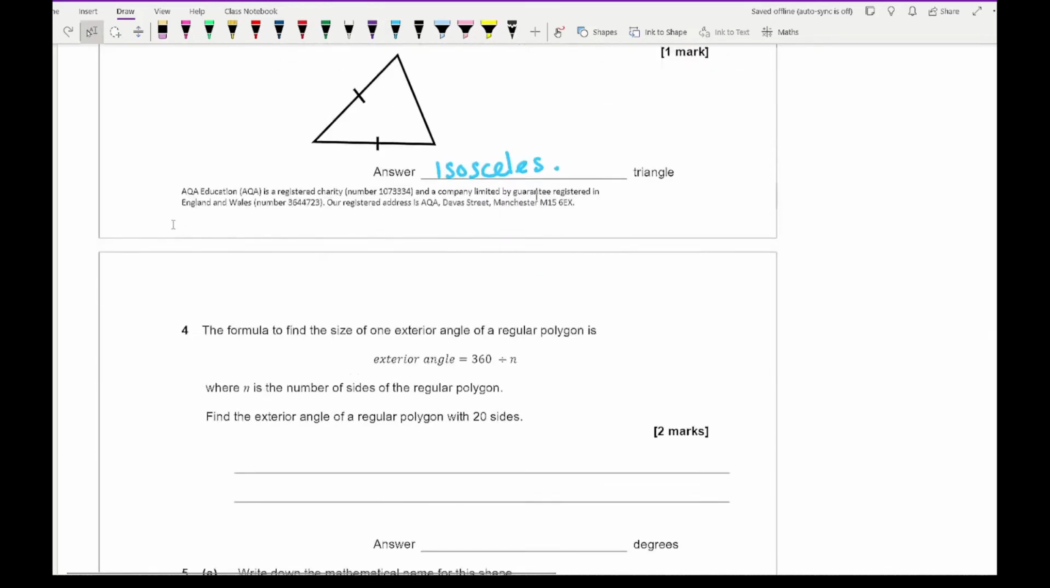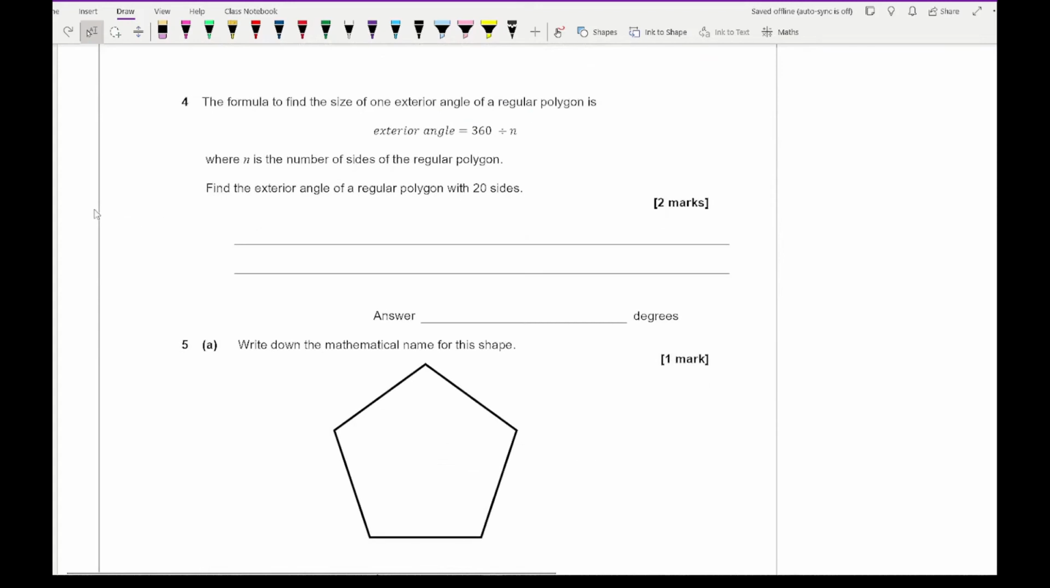And for question 4, it says that the formula to find one exterior angle of a regular polygon is the exterior angle equals 360 divided by n, where n is the number of sides of the regular polygon. Find the exterior angle of a regular polygon with 20 sides. So that's when n equals 20. So if I then do 360 divided by 20, which if I write as a fraction might make it a little bit easier for me to work out. So that's going to be 18. And so the final answer is 18 degrees.